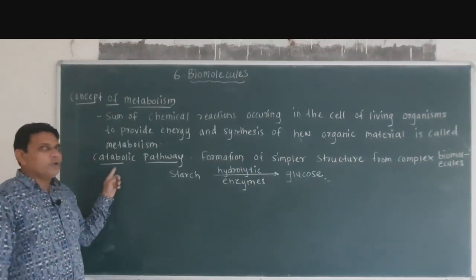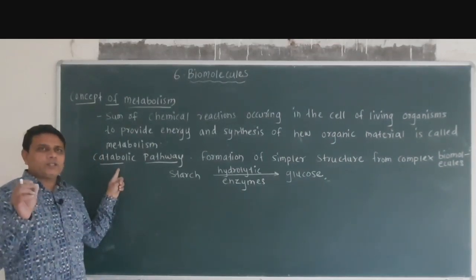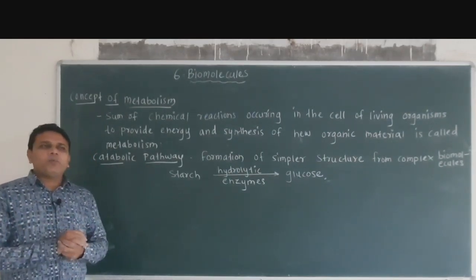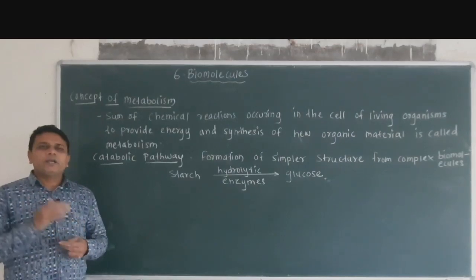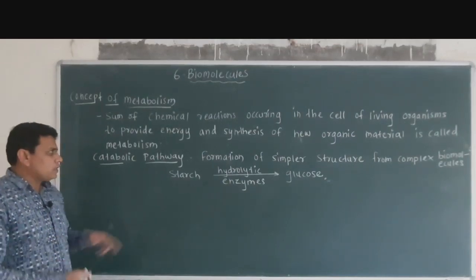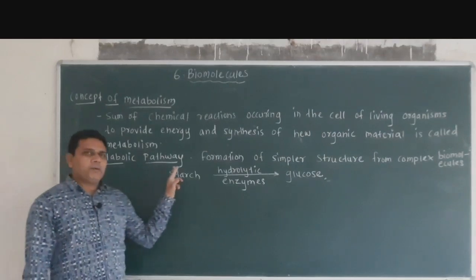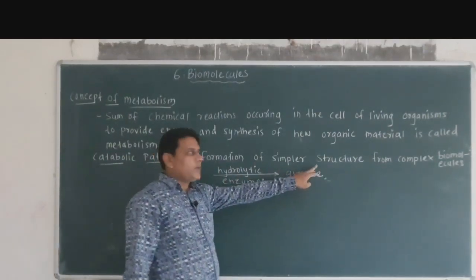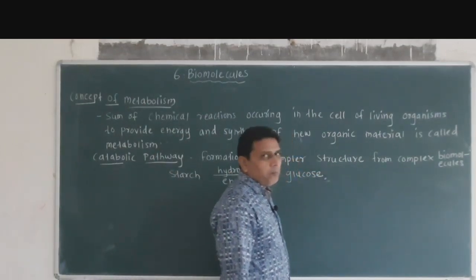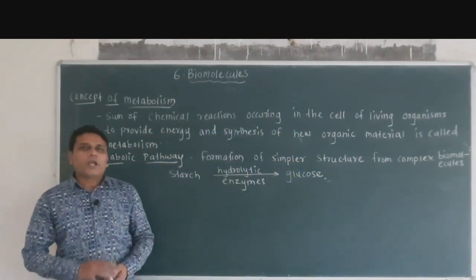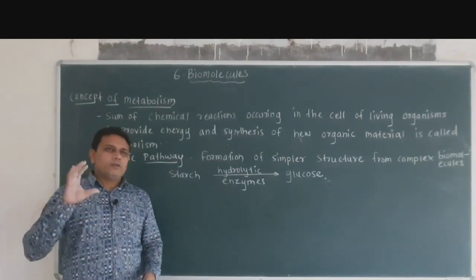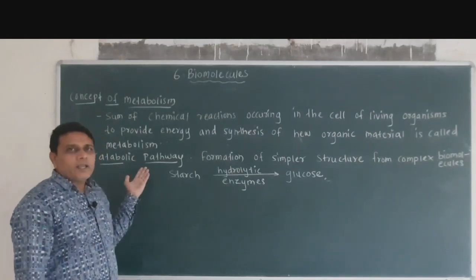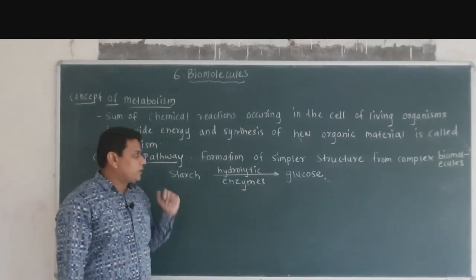First one is catabolism, or the pathway is called as catabolic pathway, and the second one is anabolism, or the process is called as anabolic pathway. Now first we will see catabolic pathway. Now catabolic pathway means it is the formation of simpler structures from complex biomolecules. That means conversion of complex substances into simpler form is called as catabolism or catabolic pathway.